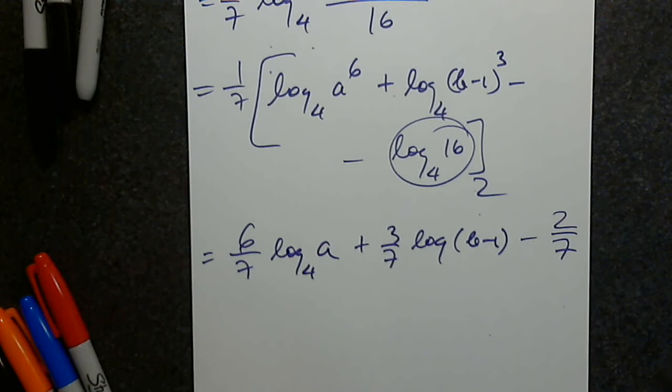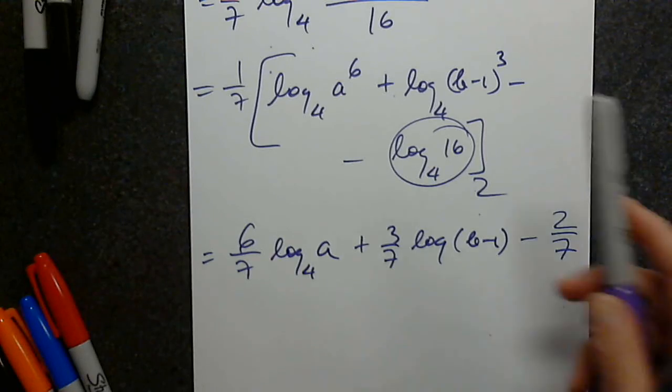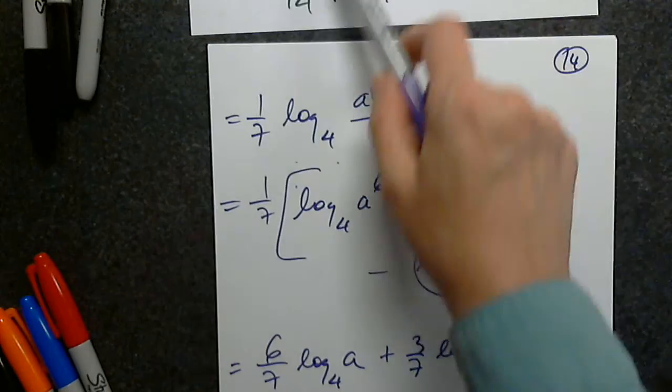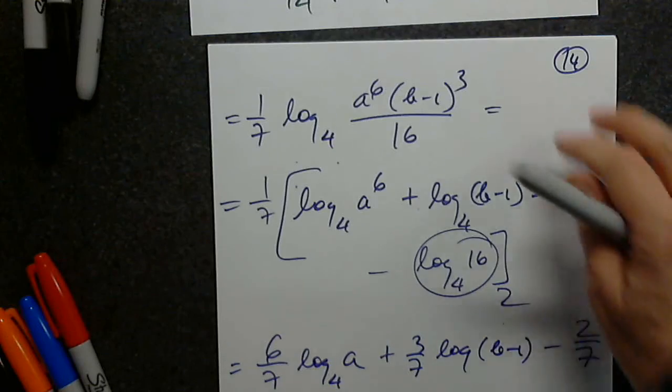And this is fully expanded. We used all properties. There's nothing else we can do. You can never simplify log of a difference. This has no property. You don't have a simplification. So each log has 1/7 in front of it. Yes, because the 1/7 comes from on top of everything.